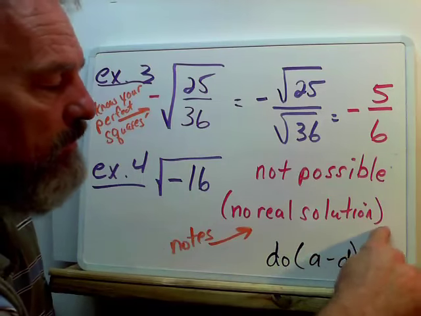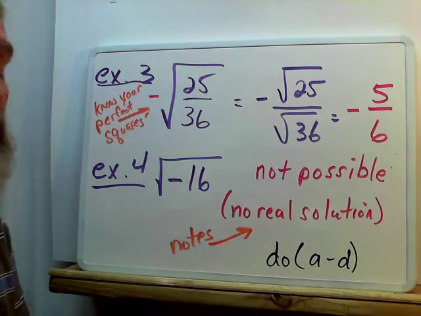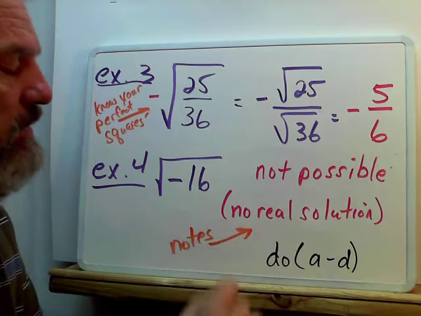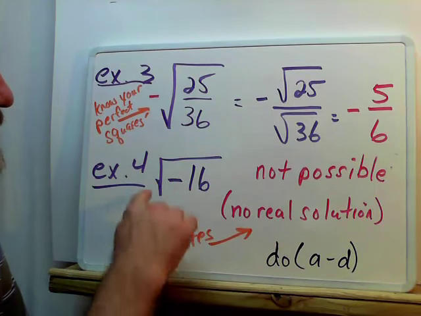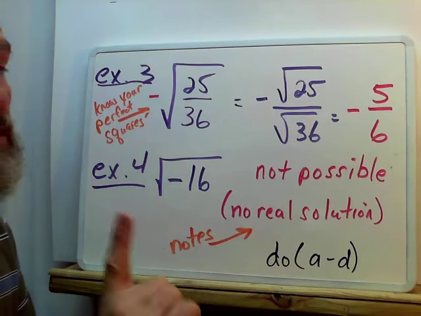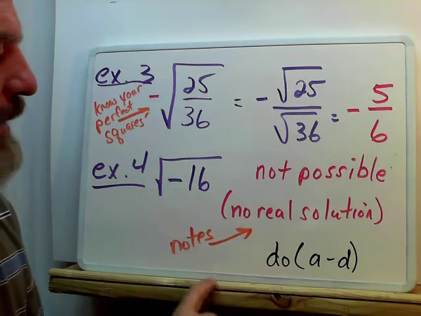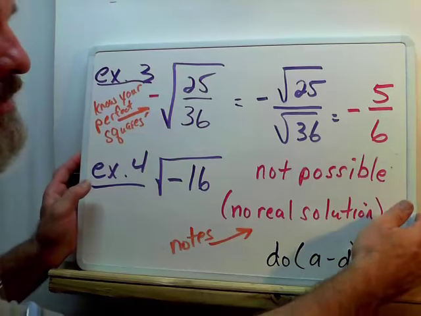And you want to put this phrase in your notes if you need to, because this is how you're going to answer this question. You're going to say no real solution. There's no real solution to this problem. You cannot take the square root of a negative number. Okay? Put that in your notes. Please do letters A through D.